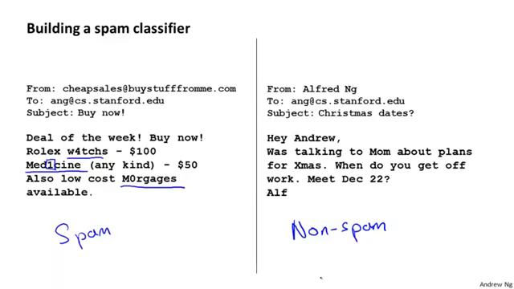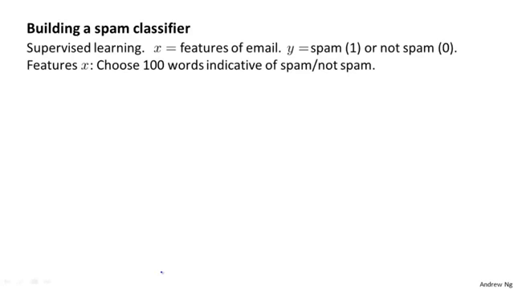And on the right is a maybe obvious example of non-spam email, actually email from my younger brother. Let's say we have a labeled training set of some number of spam emails and some non-spam emails, denoted with labels y equals 1 or 0. How do we build a classifier using supervised learning to distinguish between spam and non-spam? In order to apply supervised learning, the first decision we must make is how do we want to represent x, that is the features of the email.